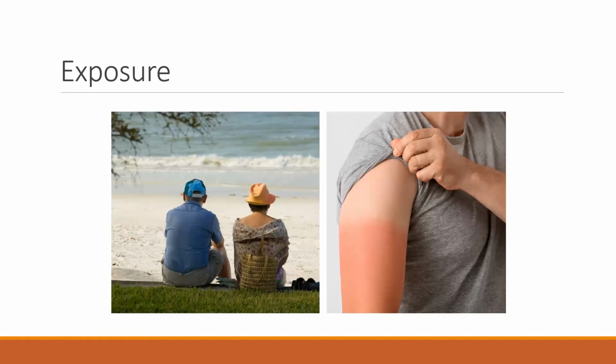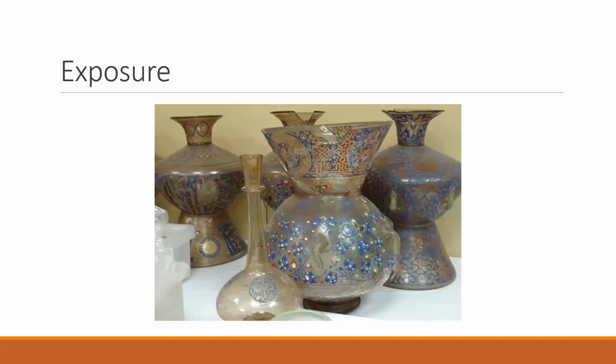Let's use a simple example. Let's think about the sun. Someone is only exposed to the sun when they go outside. And if someone goes outside and exposes their skin for a long period of time, what happens? You may end up with a sunburn. Now, let's use a cultural heritage example. Take a look at these ancient glass vases. If they were exposed to an earthquake, what would the result be? They would probably break. And why would they break?